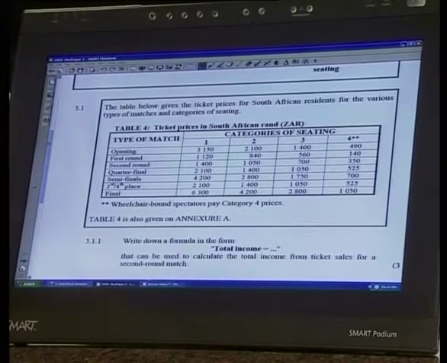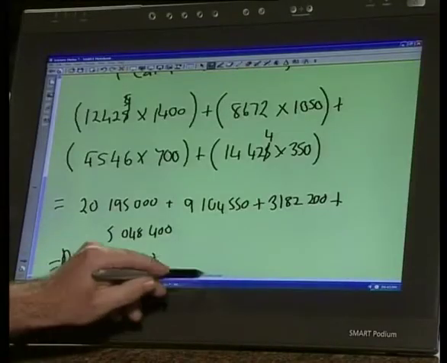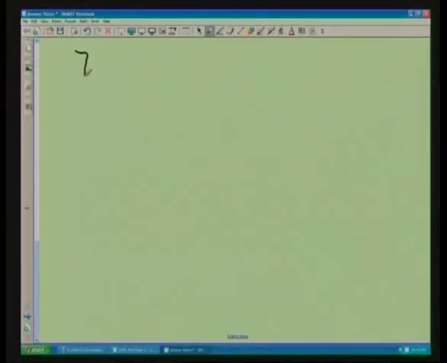Now, to calculate the mean, we've got to add up those two figures and divide by the total number of figures that we have, which in this case is 2. So let's go ahead and do that. I'm just going to move our screen down a little bit. The ticket price for category 3 was 700. The ticket price for category 4 was 350. To calculate the mean, we add those and divide by 2.